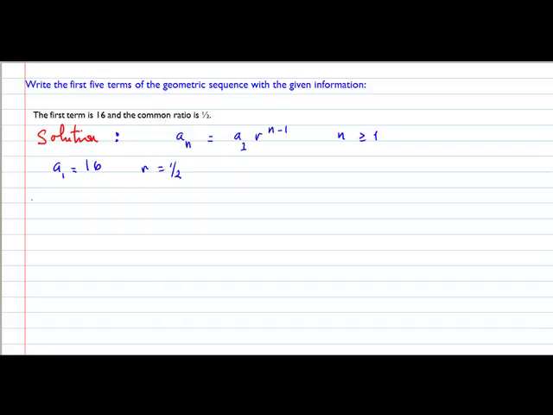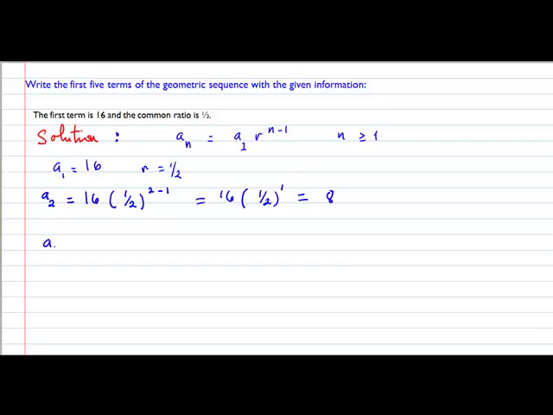So now we want to find a sub 2, which is after a sub 1. Using the formula, I have 16 times 1/2 to the 2 minus 1. That is n here, 2, so 2 minus 1. I have 16 times 1/2 to the first power. So you have 16 times 1/2 is equal to 8.